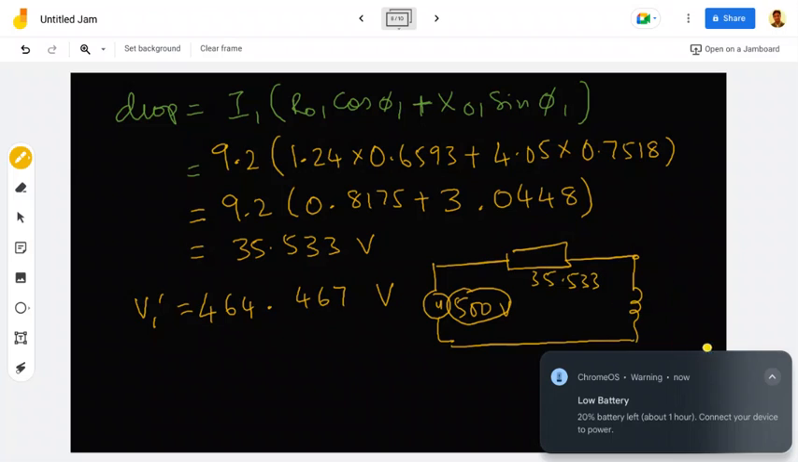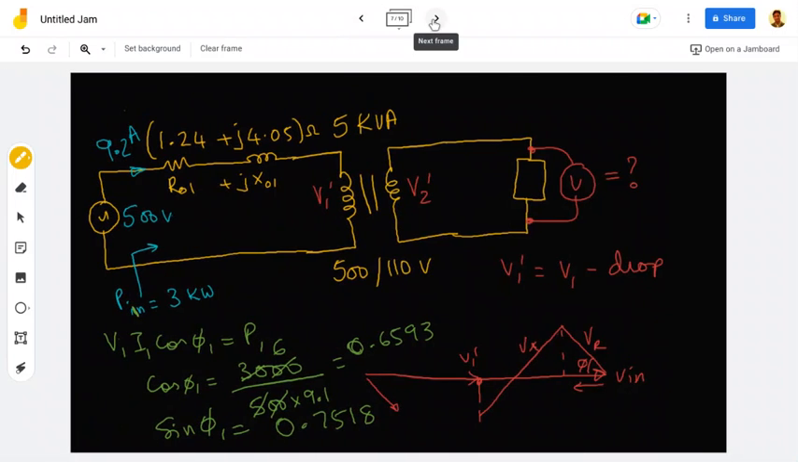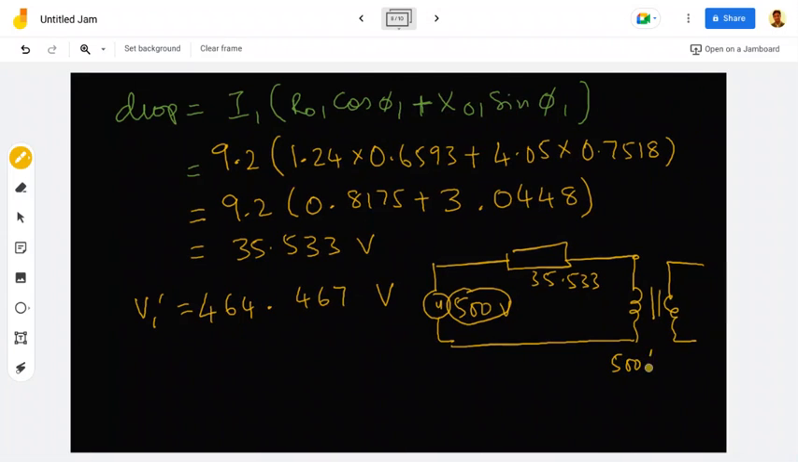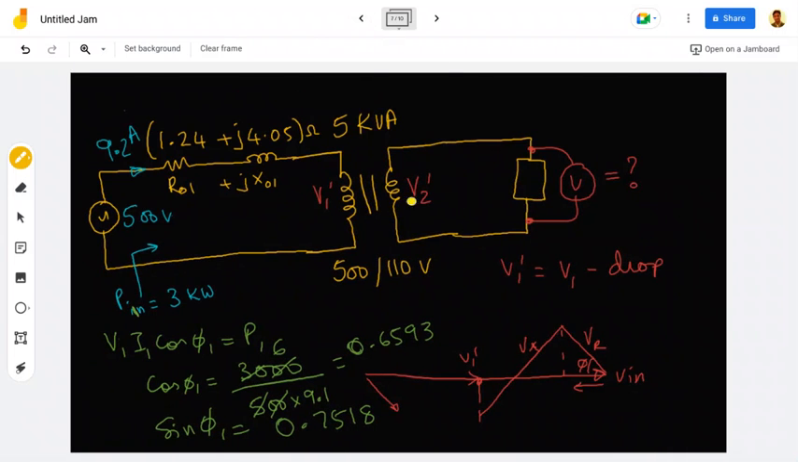Now I step down to the secondary side. So the ratio, remember, it is 500 by 110. So then from that V2 dash I can calculate. V2 dash is nothing but 464 multiplied by 110 and divided by 500. So that will give me 102.18 volts. So if a voltmeter was placed on the secondary side, this is the voltage that it would be reading.